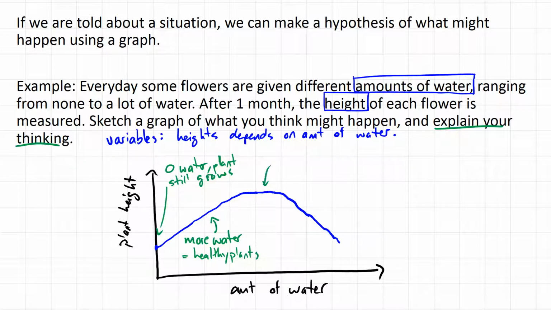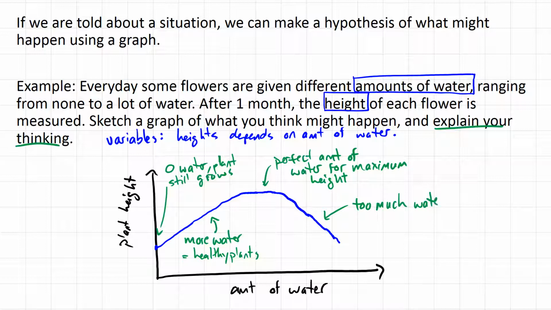And maybe up at the top we could say perfect amount of water for maximum height. And finally, this decline at the end: too much water is bad for the plant. And so that's how we can graph a hypothesis and explain the shape of our hypothesis graph.